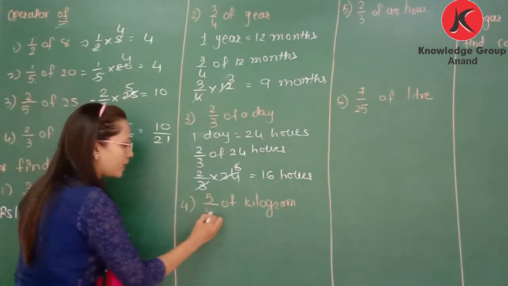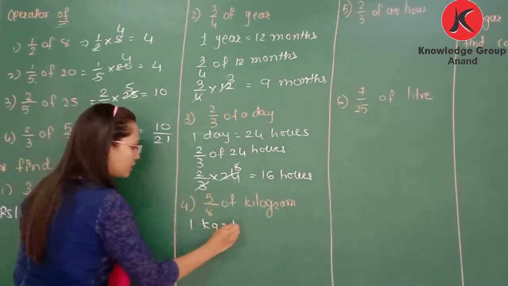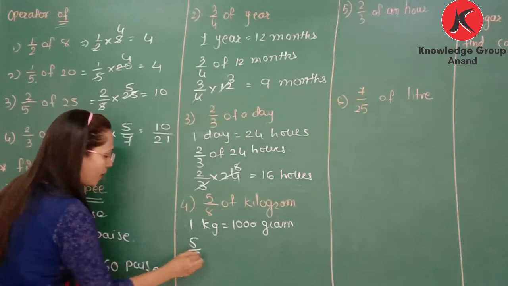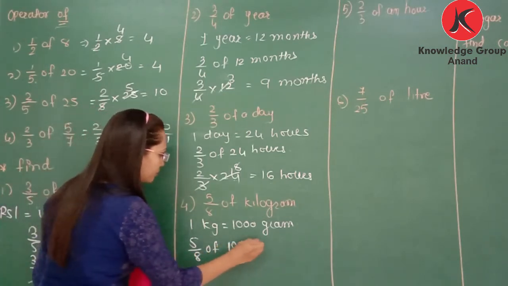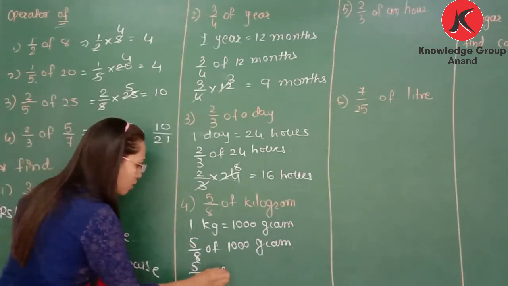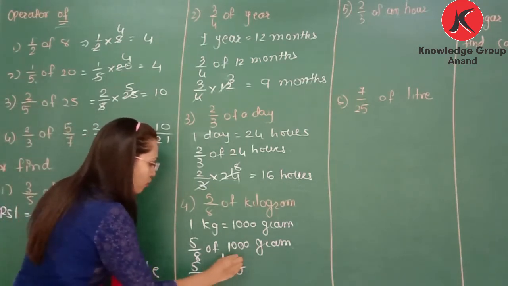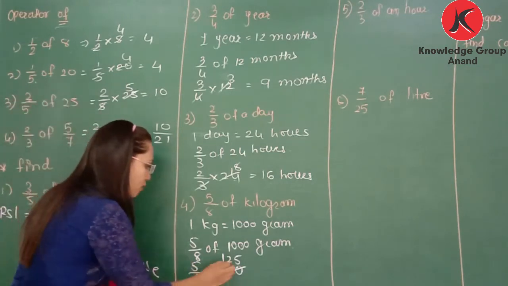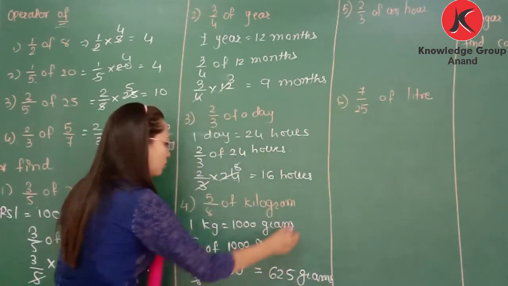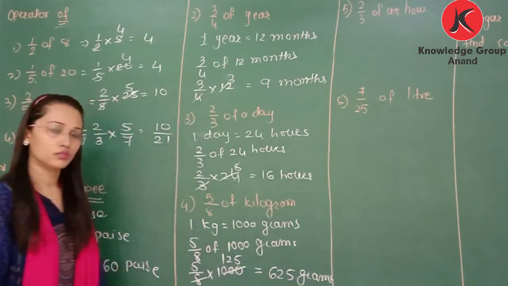Now next 5 by 8 of a kilogram. Now 1 kilogram is equal to 1000 gram. So we can write 5 by 8 of 1000 gram. So we can write 5 by 8 multiply 1000 because of means multiply. Here you can cut the common factor. 125 8s are 1000. Now 5 into 125 is 625 grams. So 5 by 8 of a kilogram is 625 grams.